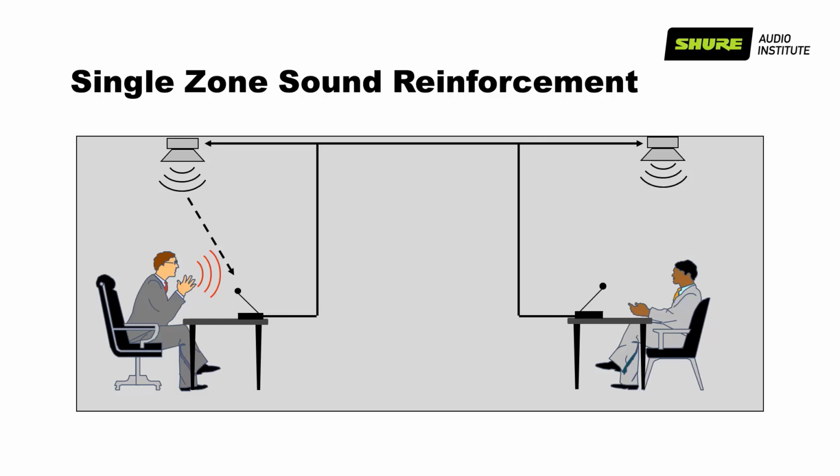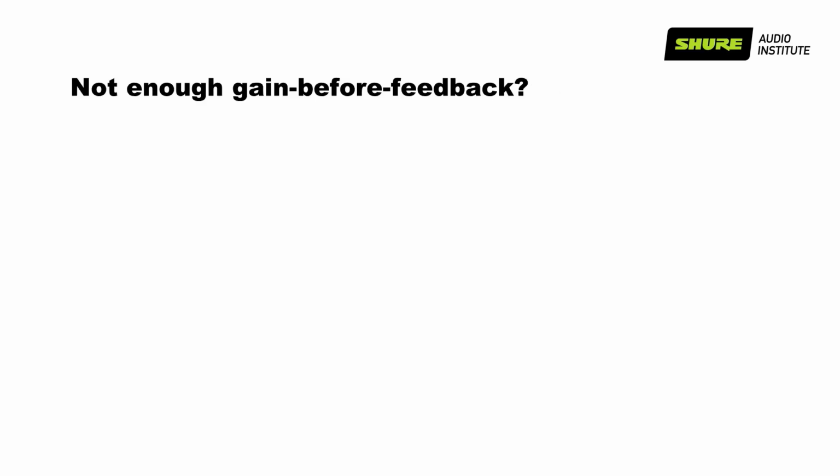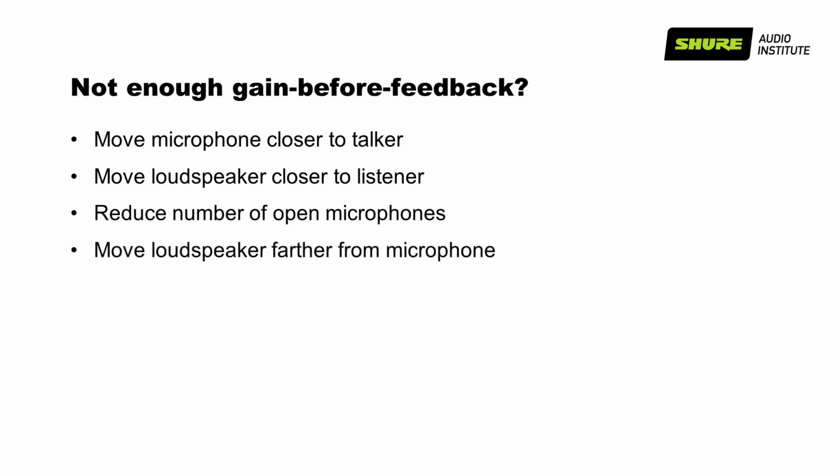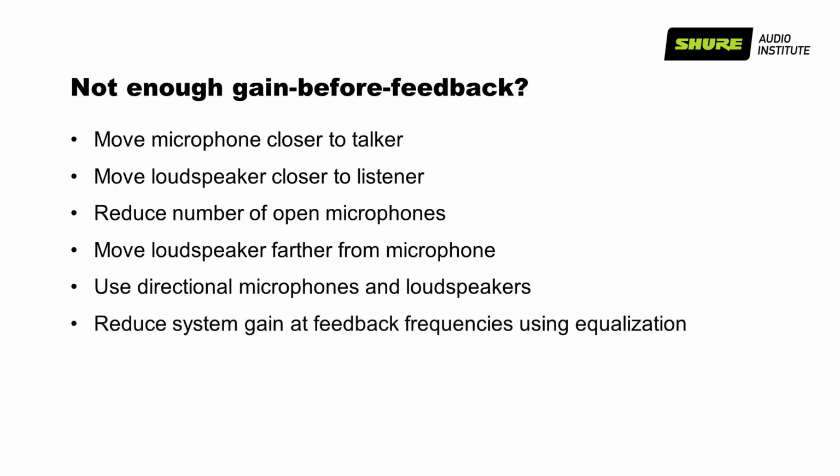And there are ways that you can get around that and decrease it. If you don't have enough gain before feedback, there are a handful of tried and true methods. You can either move the microphone closer to the talker or the speaker closer to the listener, because then you don't have to turn everything up so much, and that reduces feedback. You can reduce the number of open mics, like we talked about. You can move the loudspeaker farther away from the microphone if you want to. That always helps too. Using directional microphones and loudspeakers helps, but it's not like a night and day difference. It's usually something you're probably doing already anyway. In the electronic realm, you can use equalizers or a digital feedback reducer to automatically detect and equalize out the feedback by inserting small notch filters in the system.